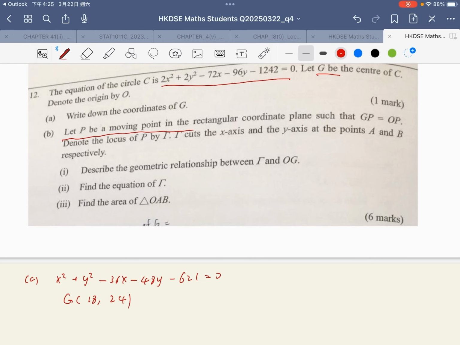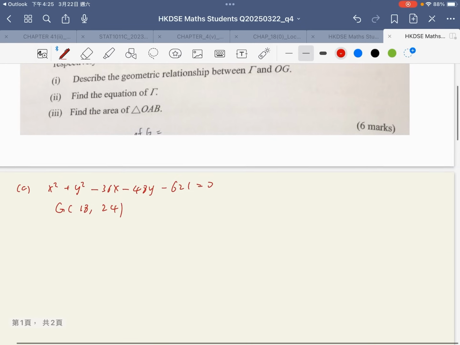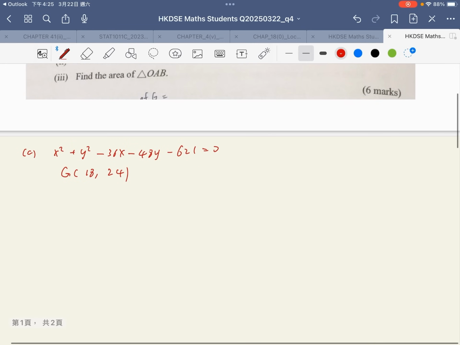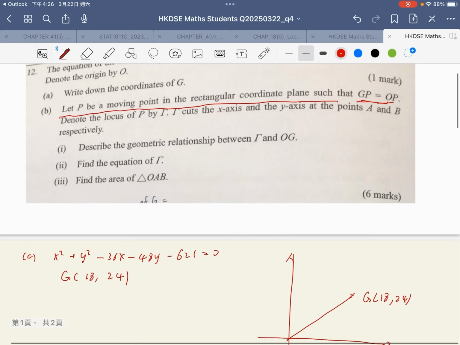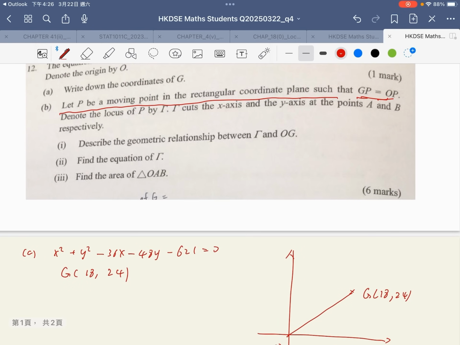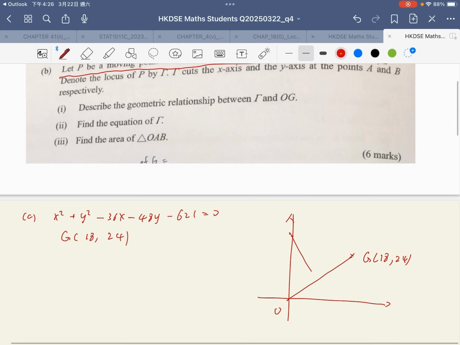Now let P be a moving point on the rectangular coordinates plane such that GP equals OP. Okay, I think the locus is the perpendicular bisector of the segment OG. Here I try to figure out the locus, because we don't need the equation of the circle again. I only need the center (18, 24), and this is O, and the locus gamma of P is actually the perpendicular bisector.